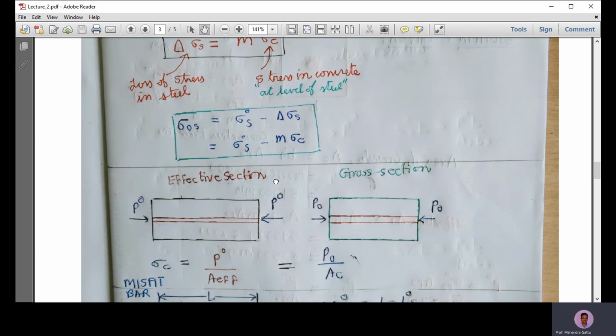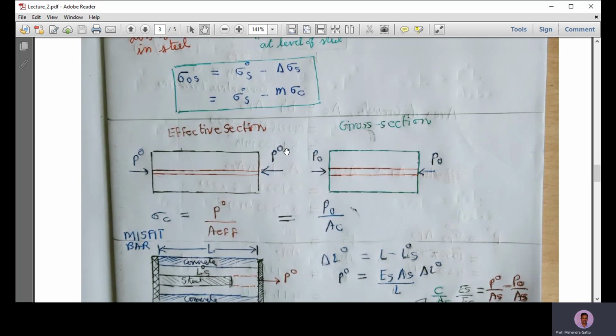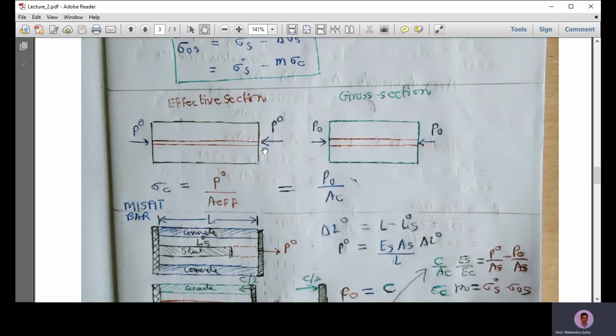So let me introduce, or revise, the concept of effective and gross section one more time. So we have this concrete block, and we have this tendon. When you remove the hydraulic jack force, the force in this tendon is P naught.